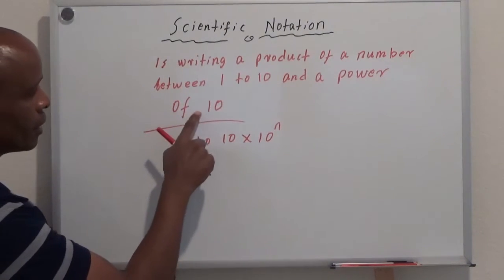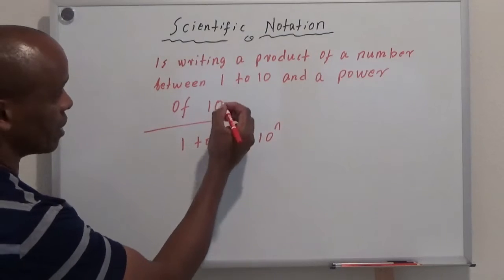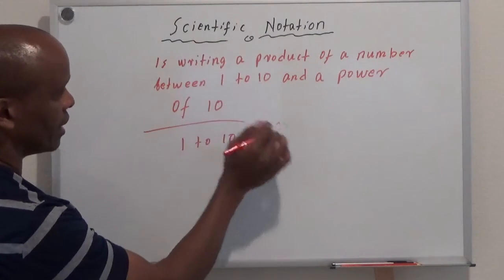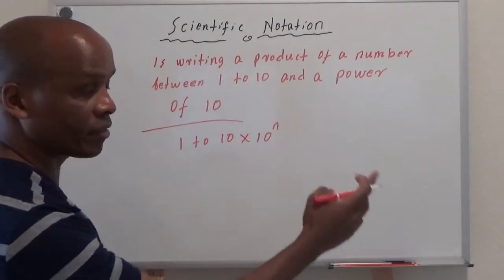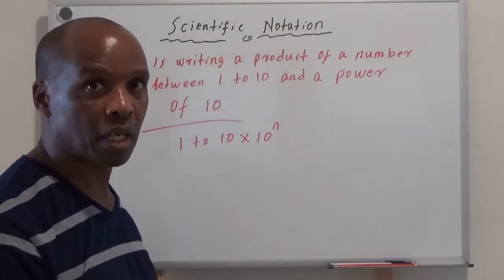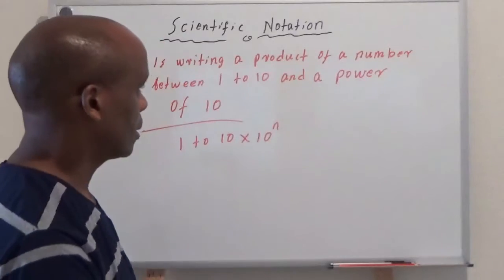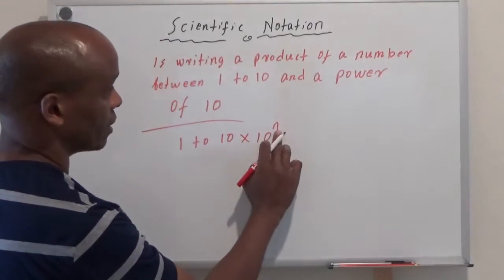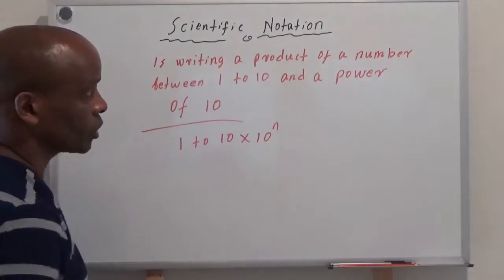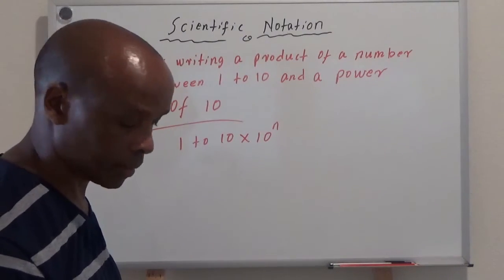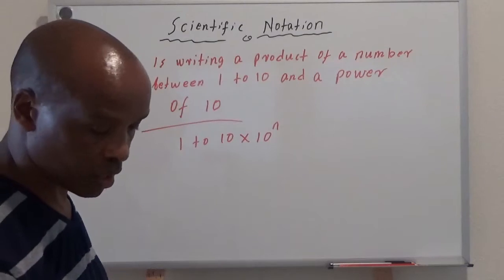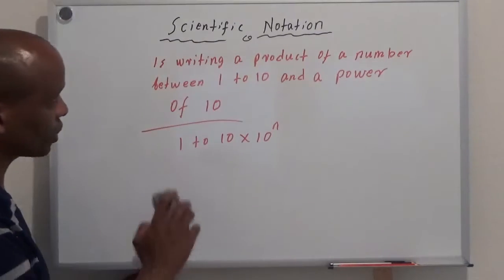To the 10, it can be any number, that's why I put it as n. It can be a negative number or a positive number. That's why we use n, and that's what I will be showing you today, how to do it. Stay with me all the way to the end. I will show you some examples.